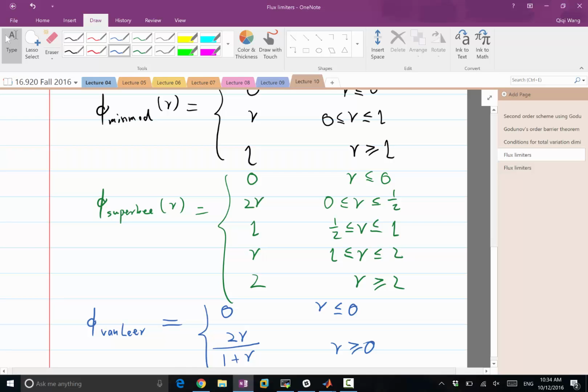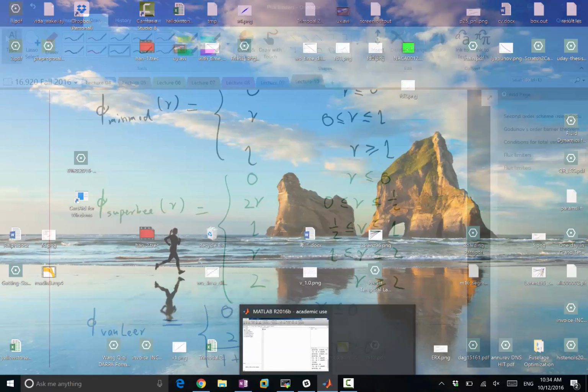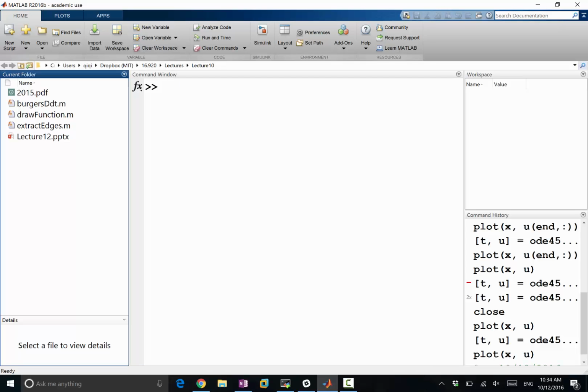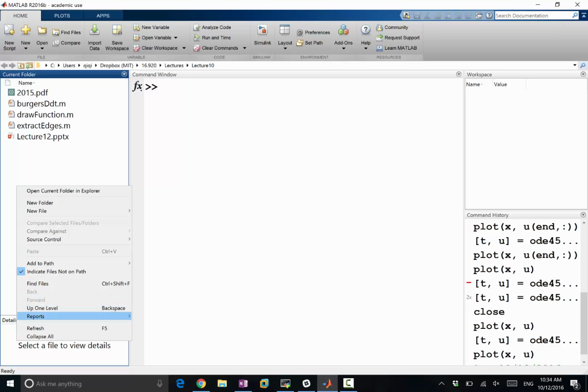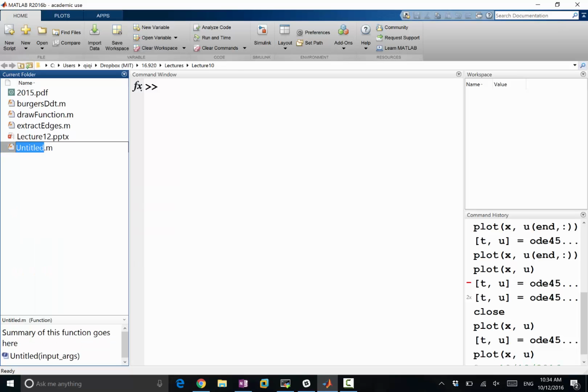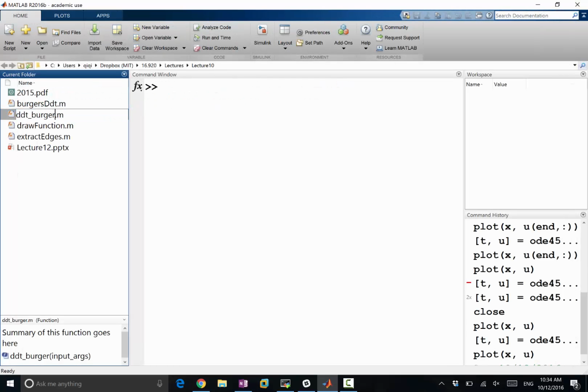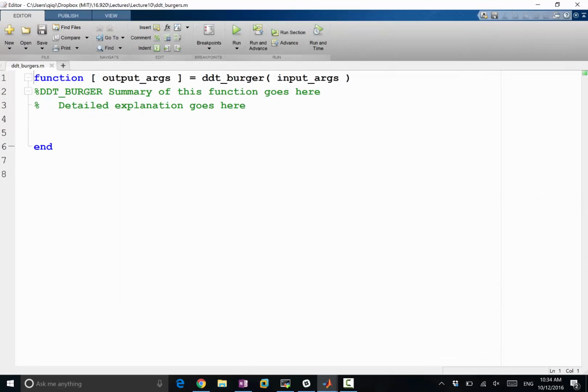So for the remaining time, let's go into MATLAB and try to implement at least one of the limiters and see how to integrate what we learned together. We are going to use Burger's equation, not burger, but Burger's equation as an example. du dt.